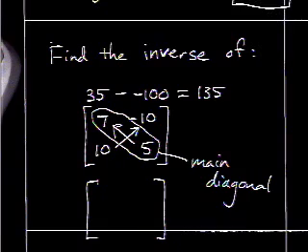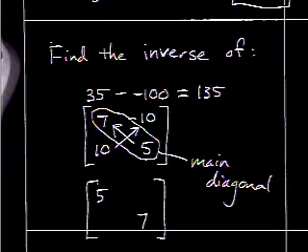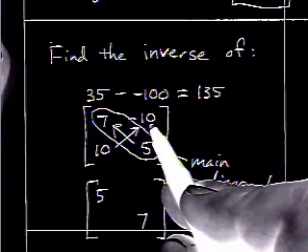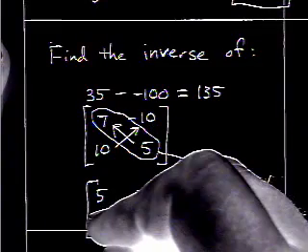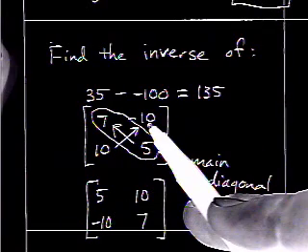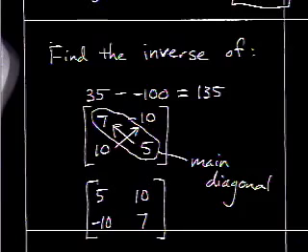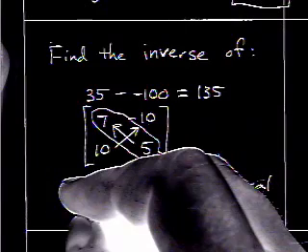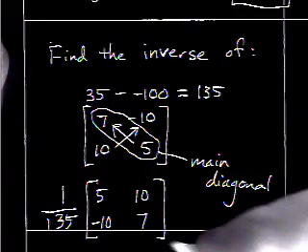In any square matrix, from the upper left to the lower right is called the main diagonal. So I switch those, physically pick them up and move them. The other two elements stay where they're at. They do not switch places, but I multiply them by negative 1. So that one gets multiplied by negative 1, and so does that one. The last thing I do is I multiply by the reciprocal of the determinant.